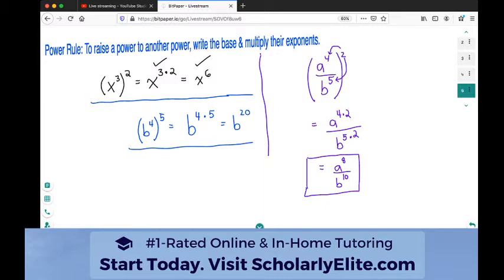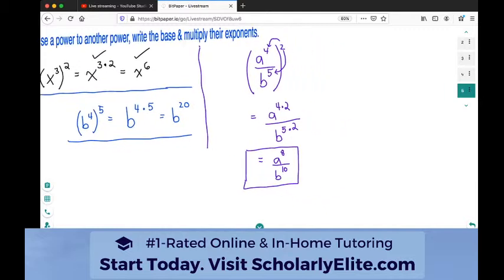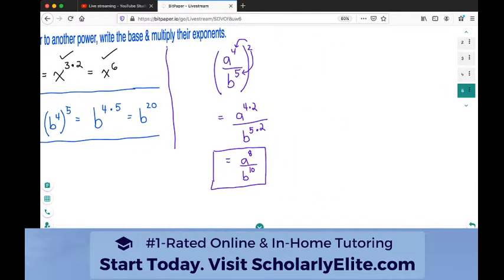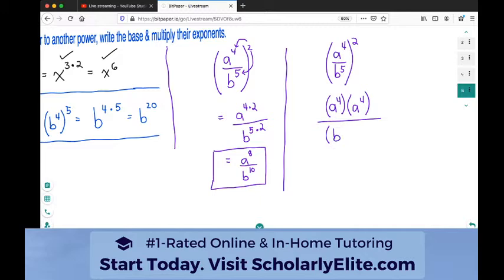Okay. Now I'm going to show you guys why this happens. So let's use another method of solving to show what's going on here. So I'm just going to show you this exact same problem and why it happened the way it happened. So if I've got a to the power of 4 divided by b to the power of 5, and all of this is to the power of 2, another way of showing this is to literally write it like this: a to the power of 4 times itself in the numerator, and b to the power of 5 times itself in the denominator.